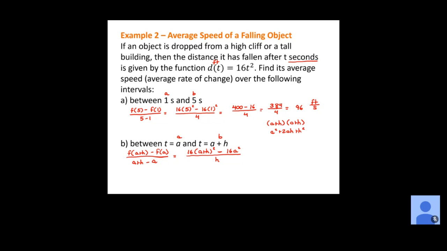Because our outer and inner terms would both be an ah term, and then when we combine those, we get 2ah. So we have 16 times a squared plus 2ah plus h squared minus 16a squared all over h. Now we can distribute, right? So if I distribute that now, come down here so we have room. We have 16a squared plus 32ah plus 16h squared minus 16a squared all over h.